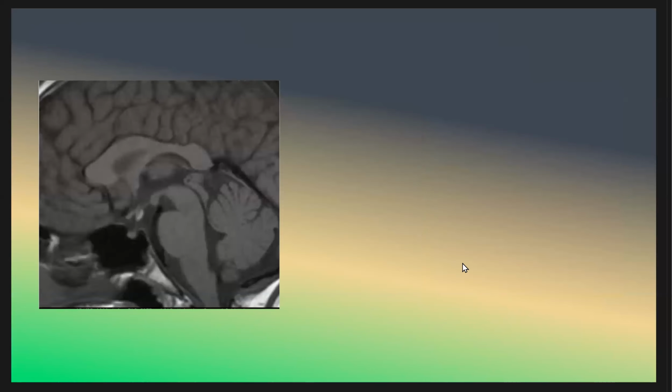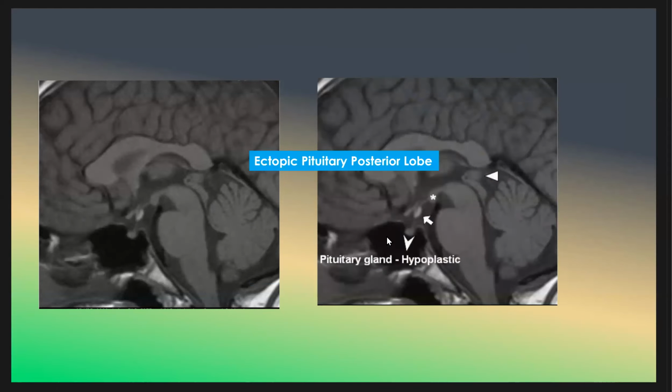What do you think the patient has? As we see here, the patient has ectopic posterior thyroid, ectopic pituitary posterior lobe, and also we have a small pituitary gland. So this is ectopic pituitary posterior lobe and the pituitary gland is small, as we see here.